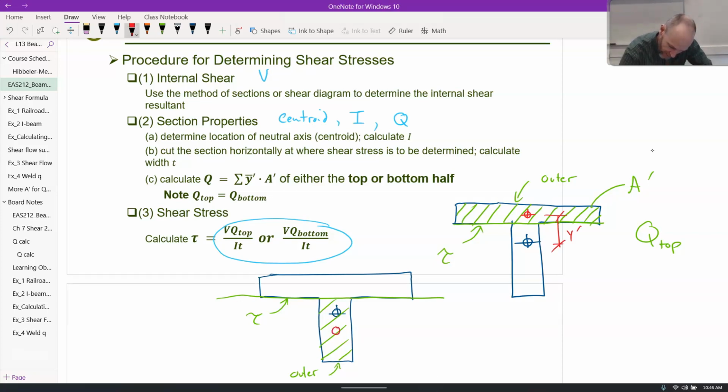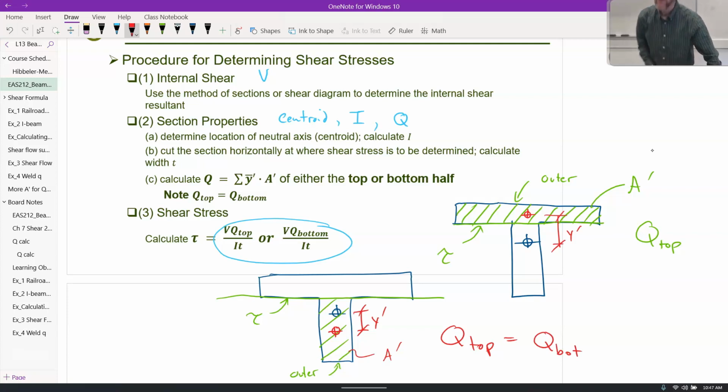the centroid of that hatched area would be here. This here would be my Y prime. You know, that hatched area there, that's my A prime. And at any given location in your cross section, it doesn't matter if you choose method one going from the top or method two going from the bottom. The value you get for Q is always the same.